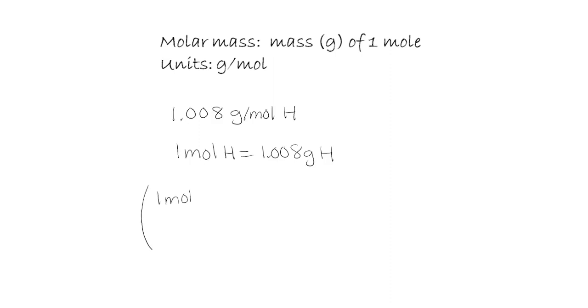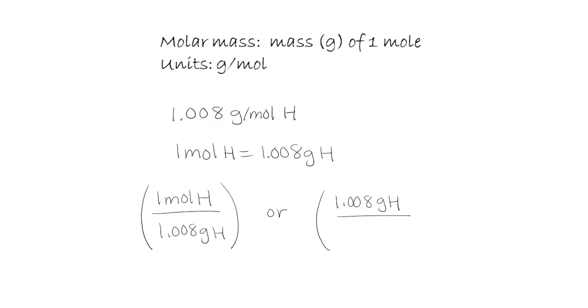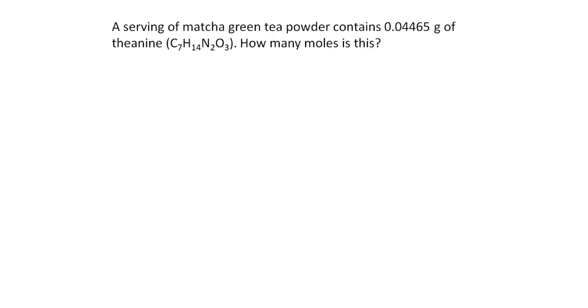as 1 mole of hydrogen is 1.008 grams of hydrogen, or we can flip it upside down and write it as 1.008 grams of hydrogen is 1 mole of hydrogen. We don't need to memorize which format of the conversion factor to use because we'll let the given information in the problem guide us. So let's turn to our example.